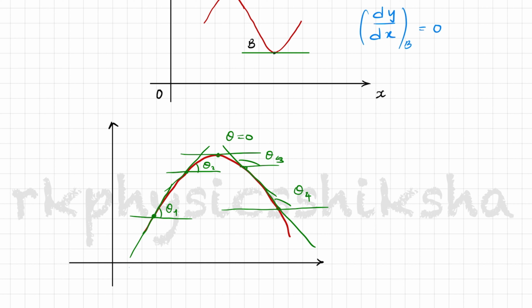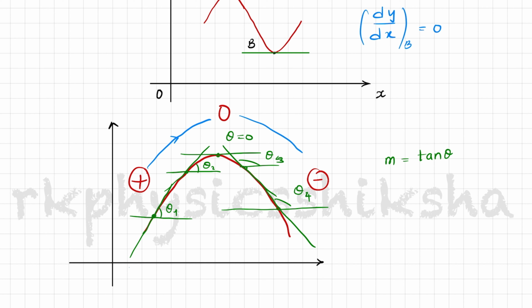If you look at this, the slope of the graph is gradually changing, because the slope of the graph at any point is m equal to tan theta. If theta is acute, slope is positive. If theta is obtuse, slope is negative. So the slope of the graph changes from positive to 0. It will go from positive slope to 0 slope, and from 0 slope to negative slope.